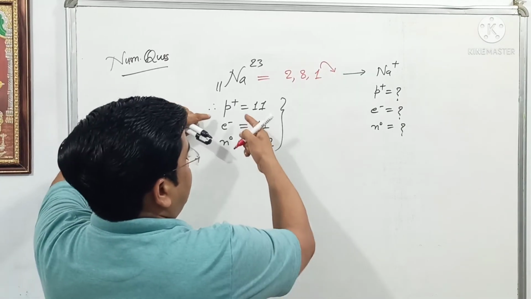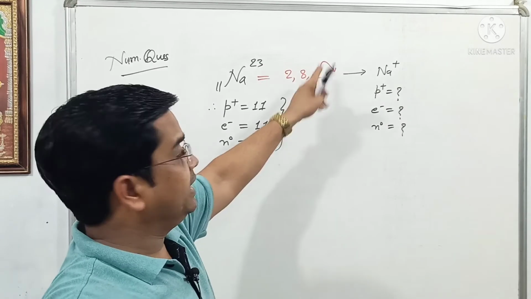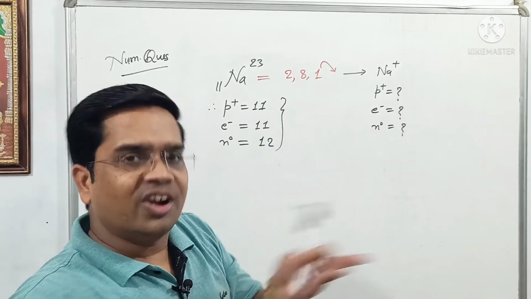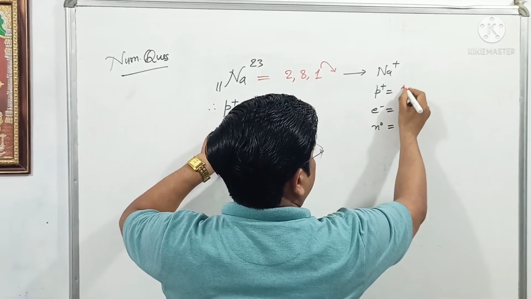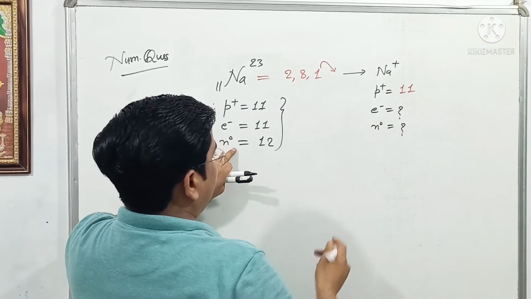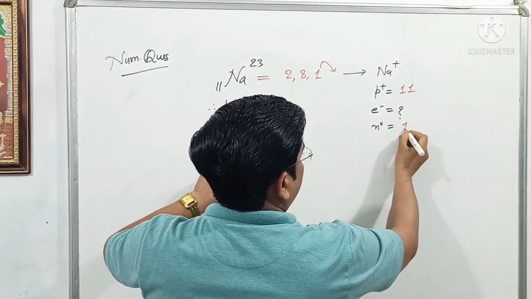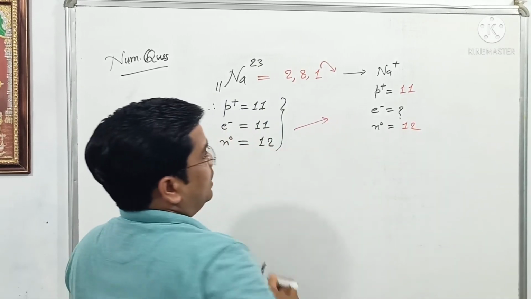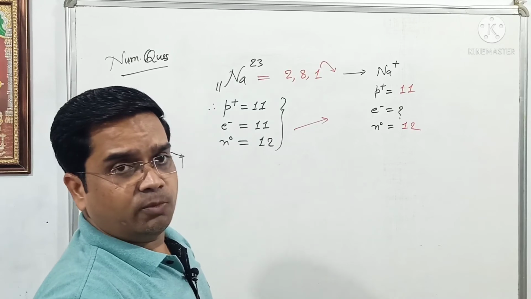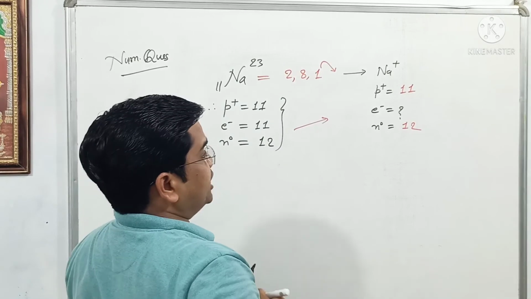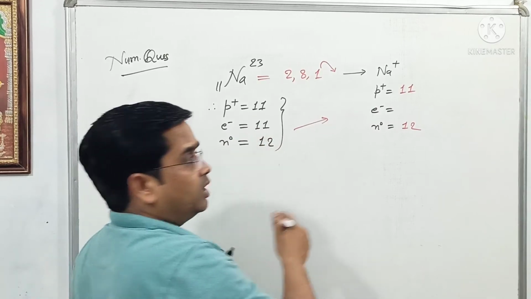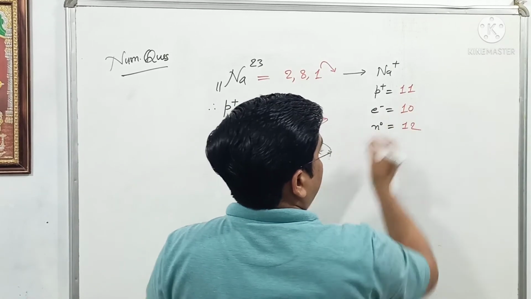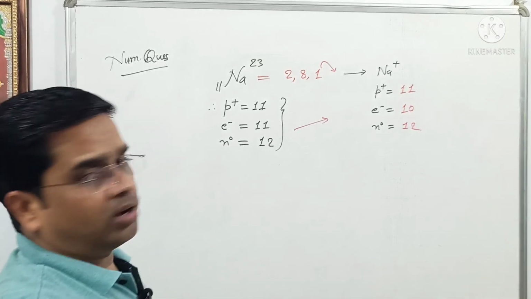Then friend, this may be some problem. Just look here. Only electrons are released, not proton, not neutron. That's why number of protons will be the same. This will be 11. Number of neutrons will be the same. This will be 12. This will not be changed. Okay friends, only electrons are released. One electron is released. That's why number of electrons will decrease. At first it was 11. Now it will be 10. Clear friends? This is the number of protons, electrons and neutrons.